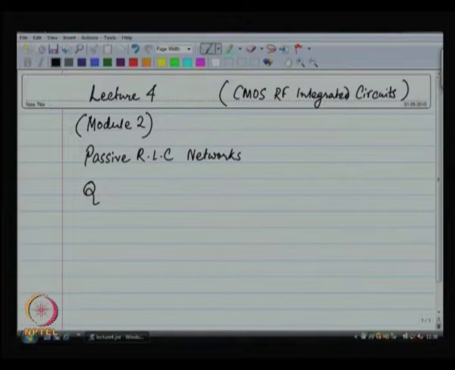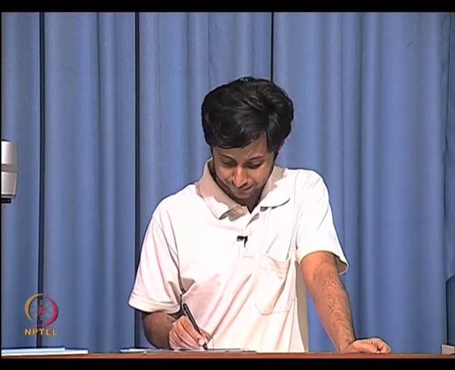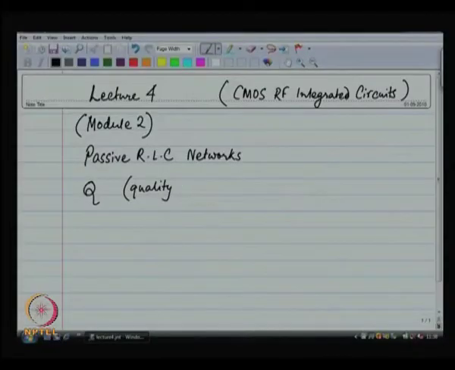Everyone, this is the fourth lecture in the CMOS RF integrated circuits course. We are now in the middle of the second module. This module is about passive RLC networks, and we have been discussing Q, or rather quality factor, as it is often called.